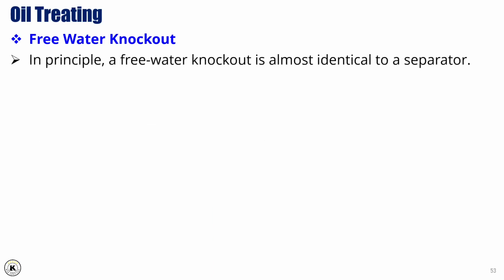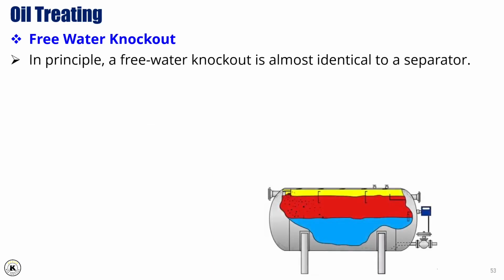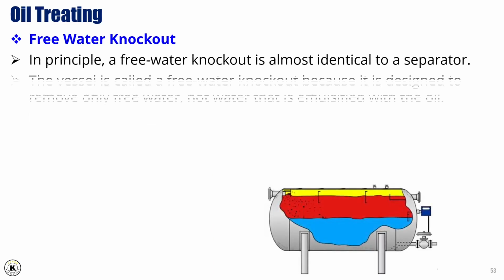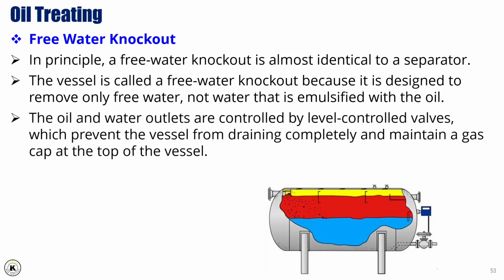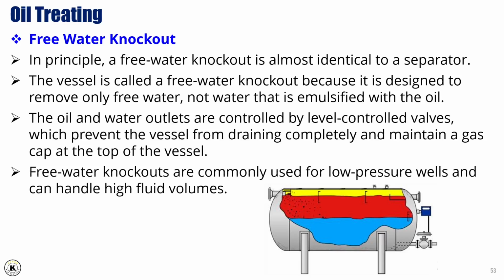In principle, a free water knockout is almost identical to a separator. The vessel is called a free water knockout because it is designed to remove only free water, not water that is emulsified with the oil. The oil and water outlets are controlled by level-controlled valves, which prevent the vessel from draining completely and maintain a gas cap at the top of the vessel. Free water knockouts are commonly used for low-pressure wells and can handle high fluid volumes.